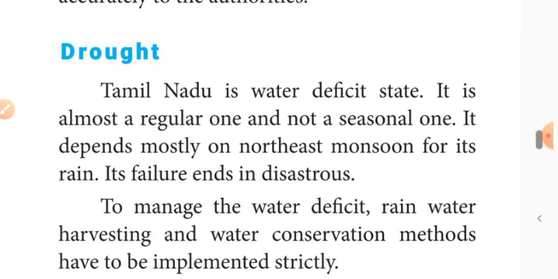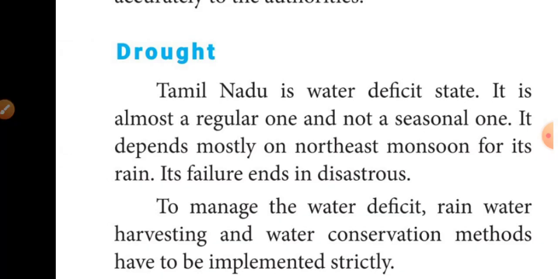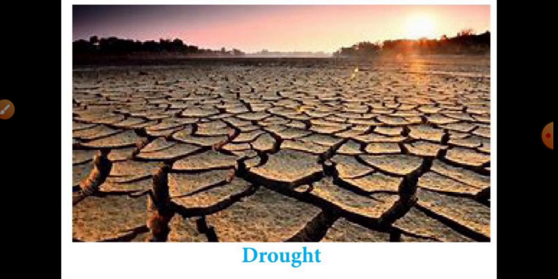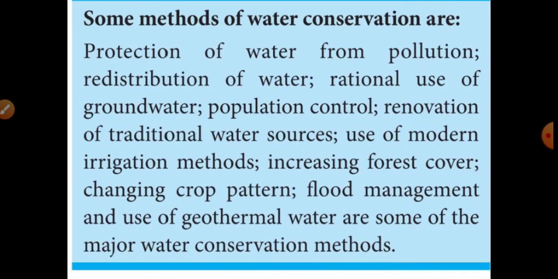Now see the picture, students. This is drought. Because of scarcity of water, the drought will occur. So what we want to do is conserve the water. Then we should use some methods to conserve the water. Now see what methods we should use to conserve the water. First we should protect water from pollution.